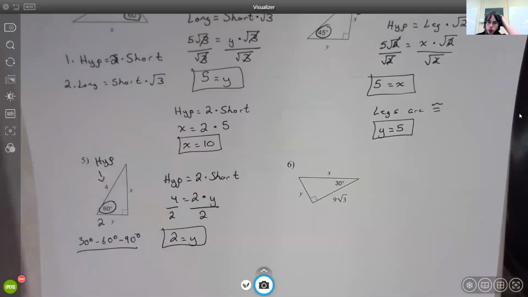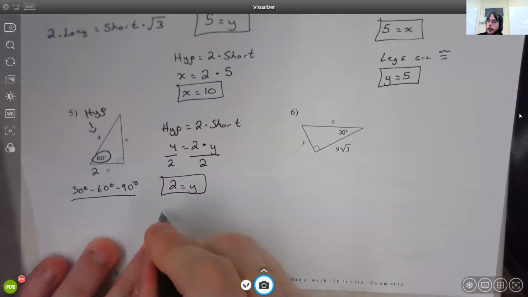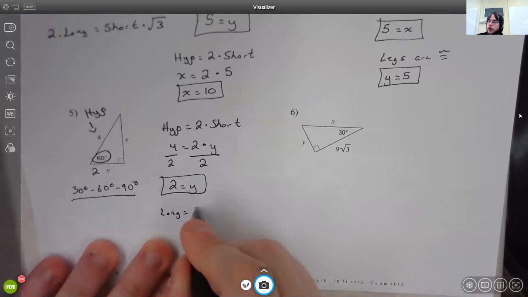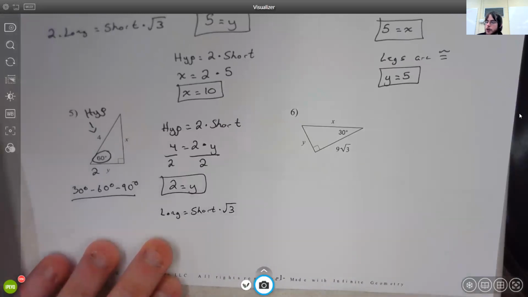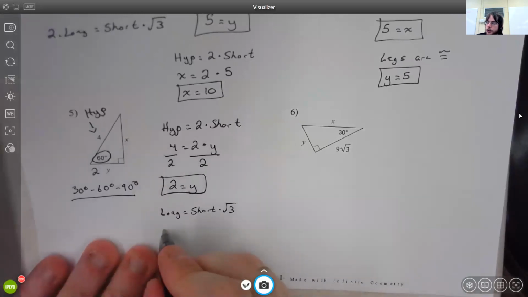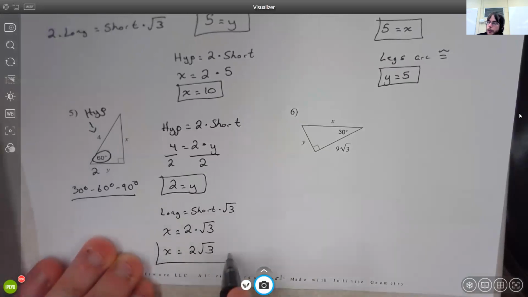Now that you have your short leg, you can find your long leg by using the relationship between the long leg and the short leg. That is, long equals short times √3. So your long leg is x, your short leg is 2 times √3. So you get x is equal to 2√3.